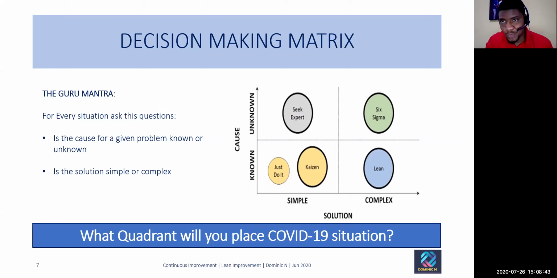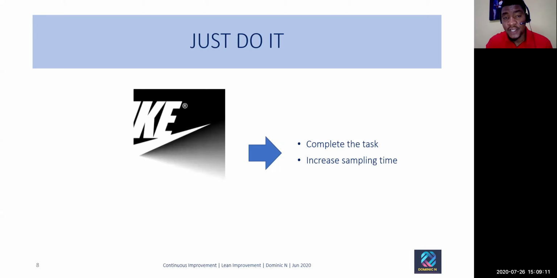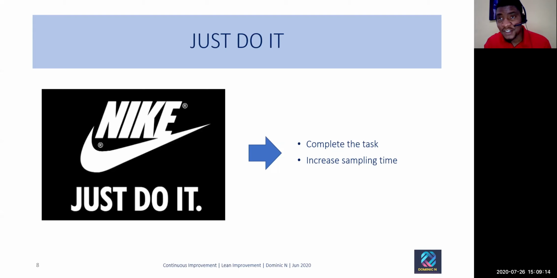What do you think is the approach to solving the COVID-19 situation? Okay, so just do it. So I just put complete the task, increase sampling time. It could just be you found a problem. We checked our machine and we're filling 50 meals instead of 65 meals, so increase sampling time, increase filling size, just do it. That's what it's about. So I use the Nike logo, which always reminds us about just doing it. So just do it. Just fix that problem. The tap is dripping. Get the wrench and tighten it. Just do it.